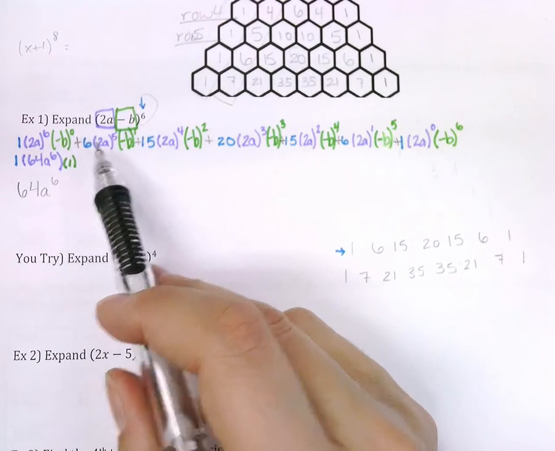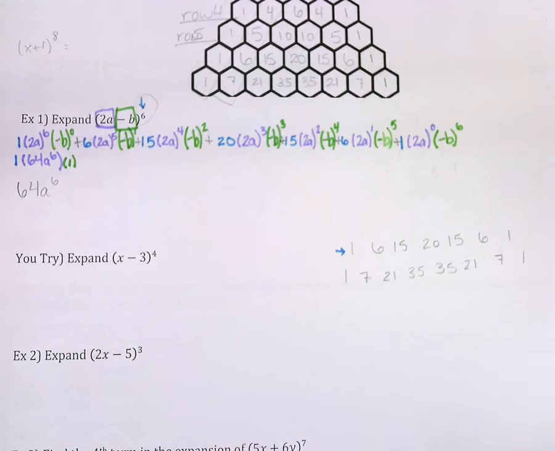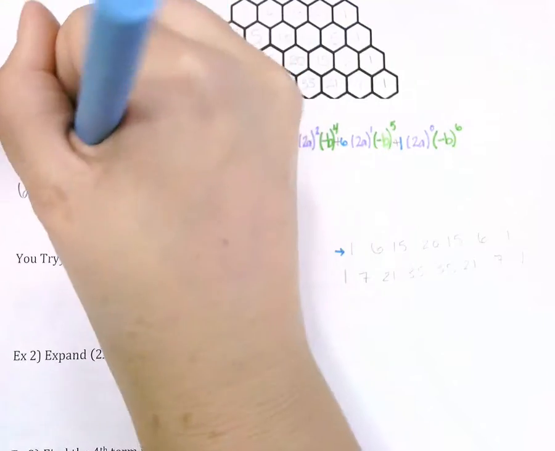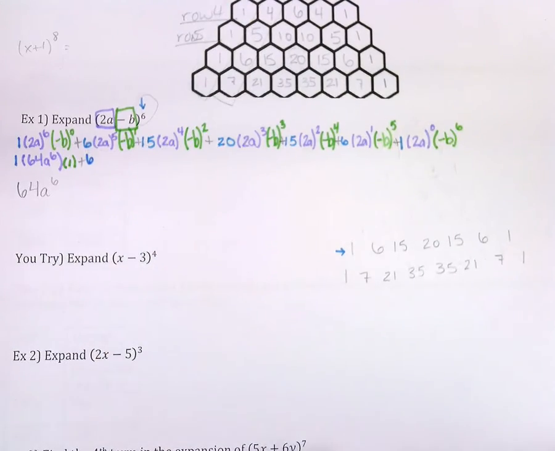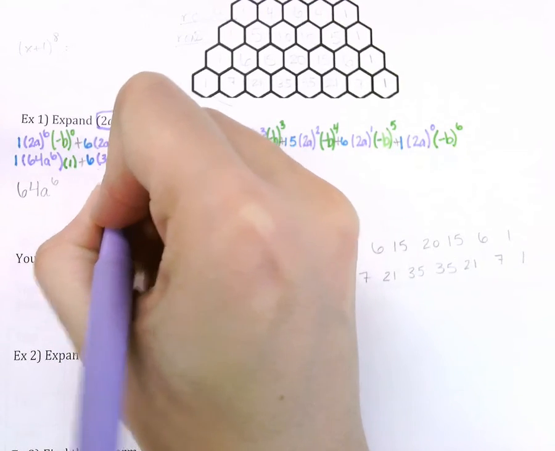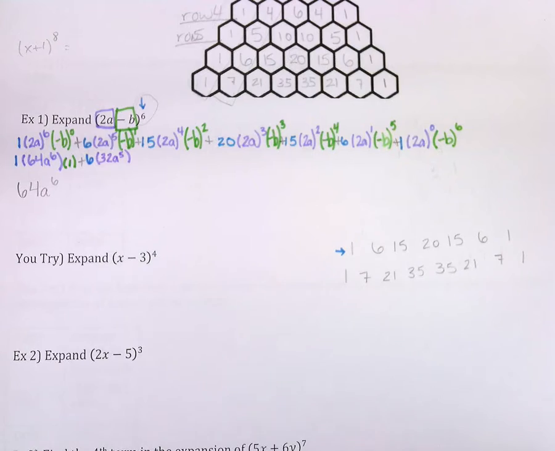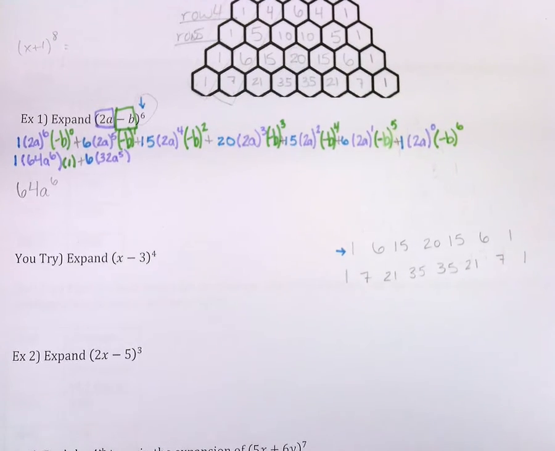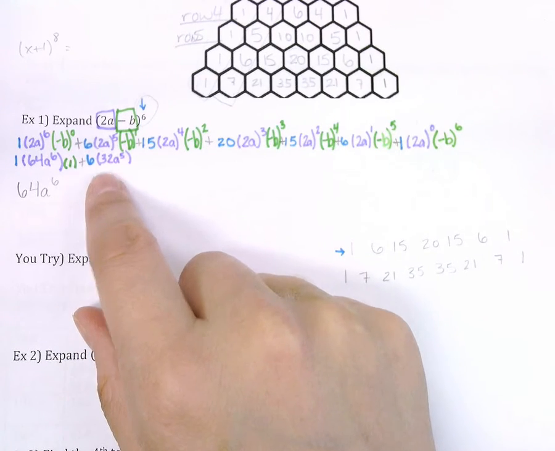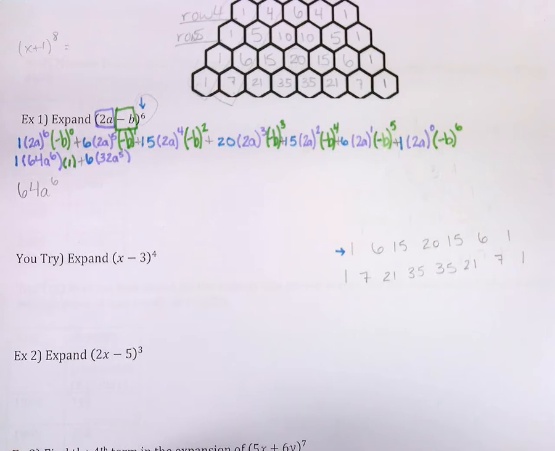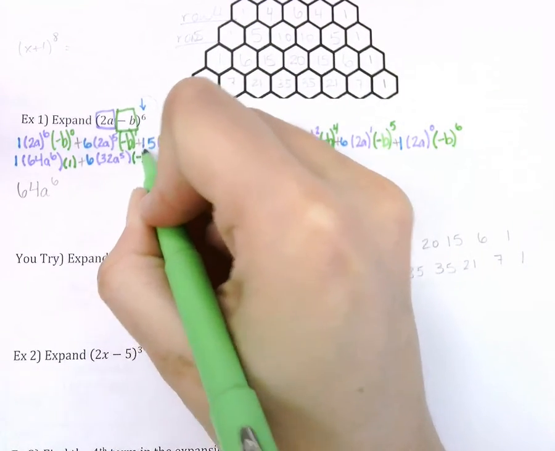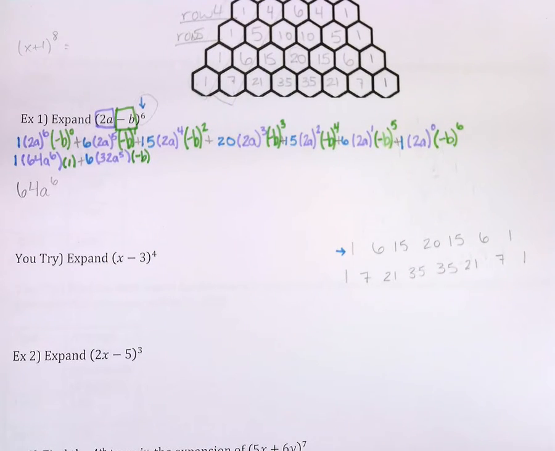Next we have 6, and then we have 2a to the 5th, and then negative b to the 1. So 6 is 6. That's just the coefficient from Pascal's triangle. What is 2 to the 5th? 32. Okay, so we have 32a to the 5th. And then negative b to the 1 power is going to be a negative. That's really all you're taking out of there is the fact that it's negative.